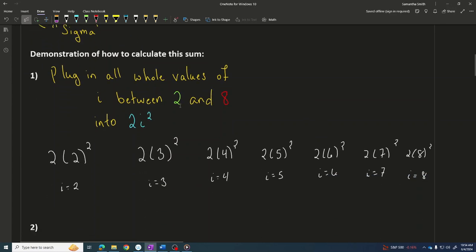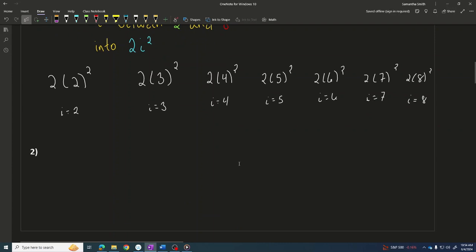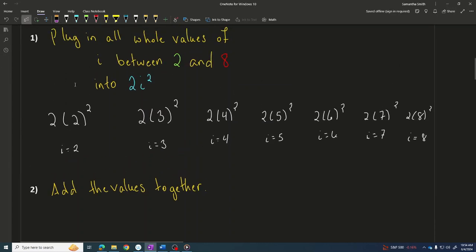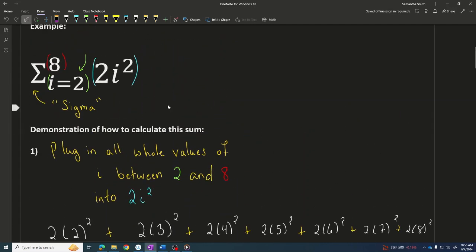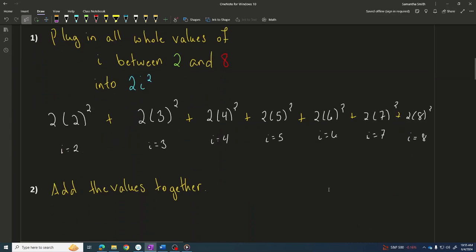Step number 2 is to take all those values and add them together. So here's the sum in the summation notation. All I would have to do is take these values that I calculated from i equals 2, i equals 3, i equals 4, 5, 6, 7, and 8, and just add those results together, and the result of that sum would be the value indicated by this summation notation. And you could do that using a calculator, for example.